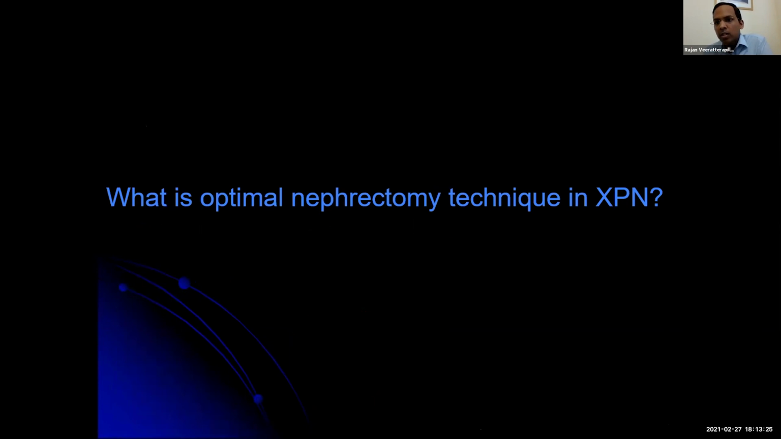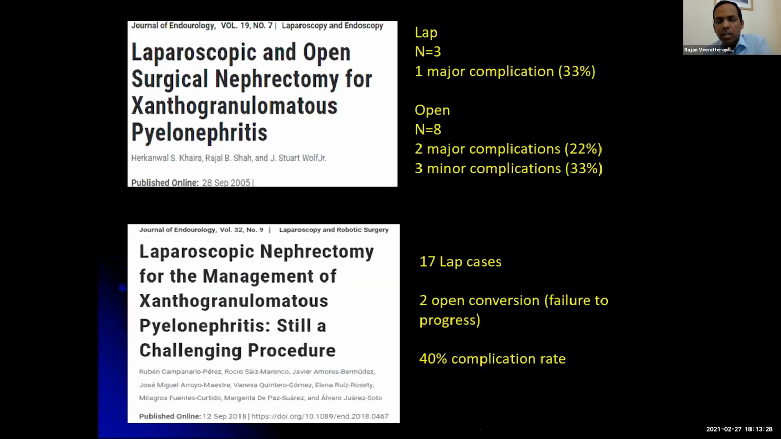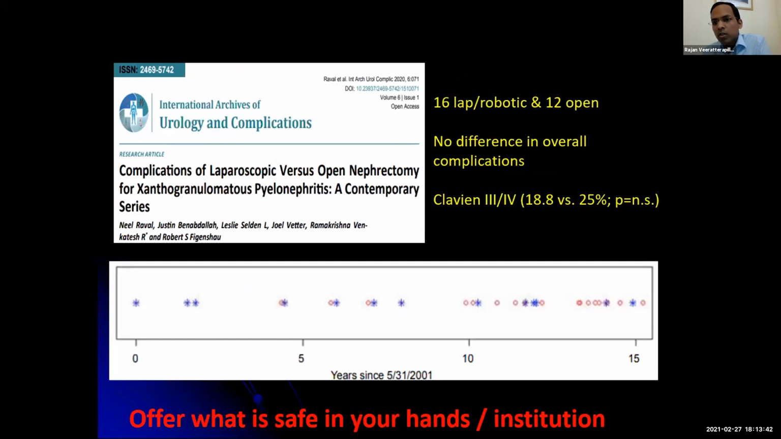What's the optimal technique? Do you open? Do you go minimally invasive? So that's been looked at before. And the bottom line is, for most of these studies, the major complication rate, regardless of what technique you use, is quite high, between 33 to 40%. This is a more recent study looking at laparoscopic, robotic, and open procedures. There didn't appear to be any difference in overall complications, but you can see again a high Clavien 3 and 4 major complication rate of nearly a quarter.